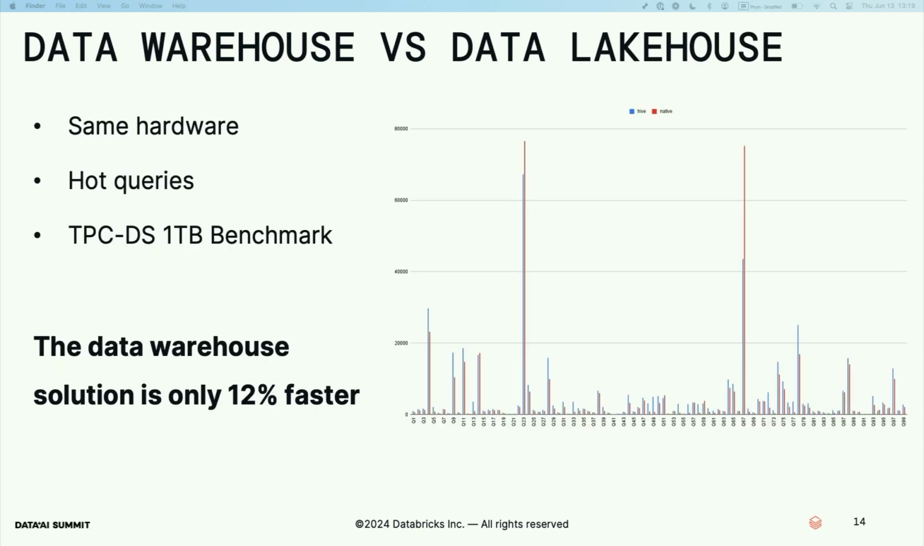And now let's compare the two: StarRocks as a data warehouse and as a lakehouse query engine on top of Apache Iceberg. Same exact hardware, hot queries, TPC-DS 1 terabyte benchmark test. The data warehouse solution is only 12% faster. You're only giving up 12% of the performance for what? For a chance to unify all of your workloads, your batch and near real-time workloads, on a single source of truth data. Great for your governance, great for flexibility.